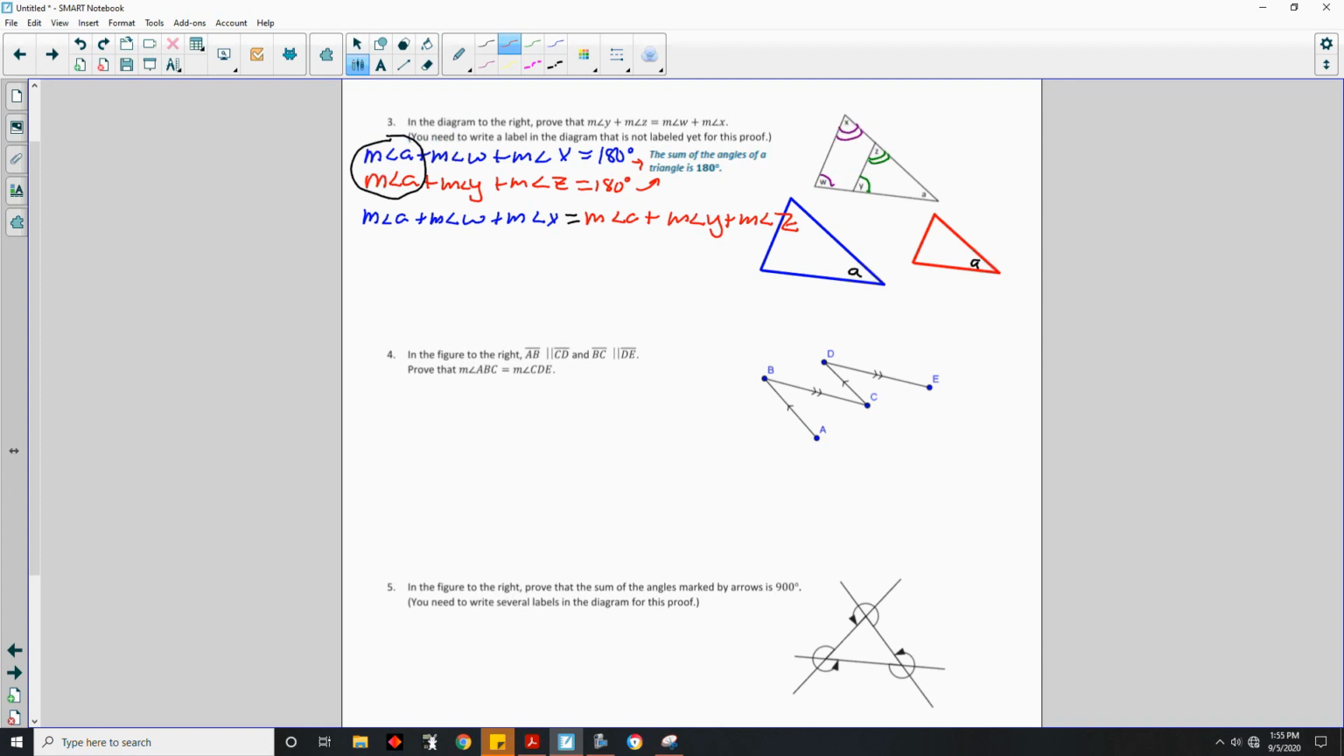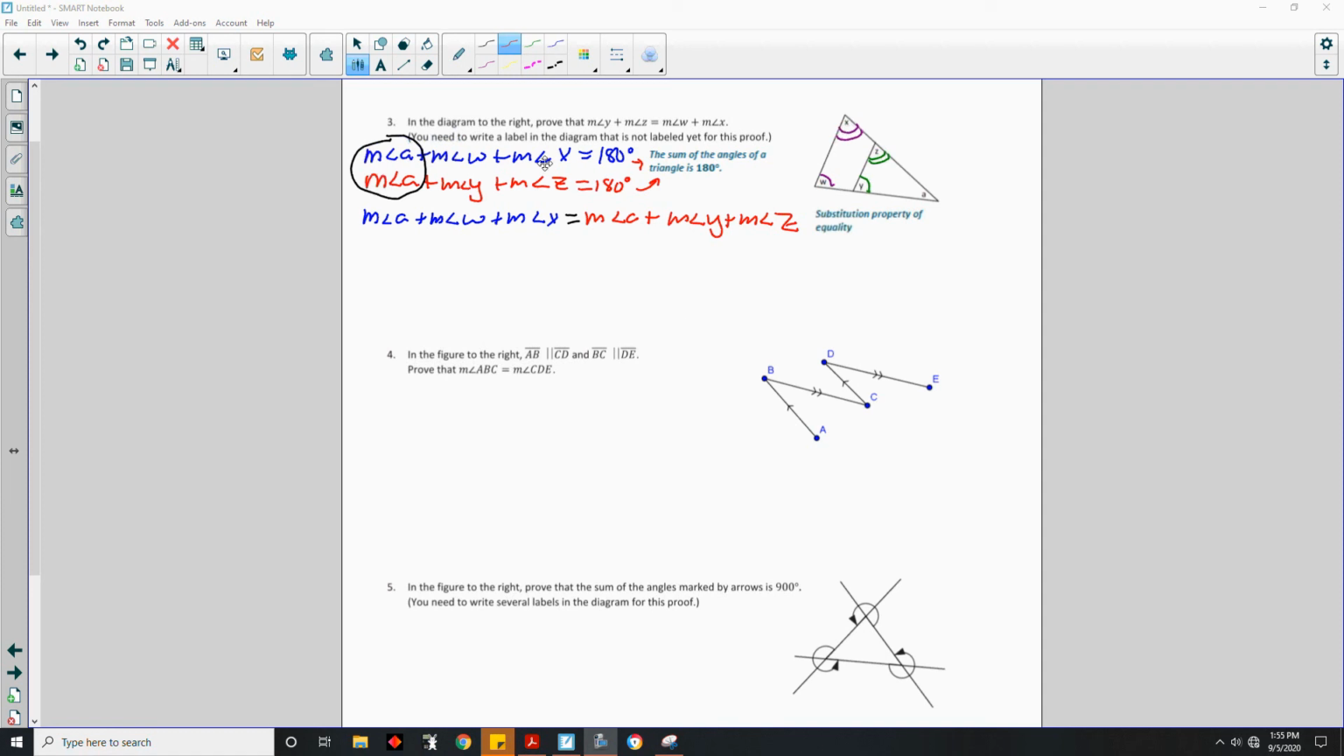All right. Okay, and that is the substitution property of equality. So I just said, well, if this is equal to 180 and this is equal to 180, let's substitute this piece in for 180 down here. Basically the transitive property as well.